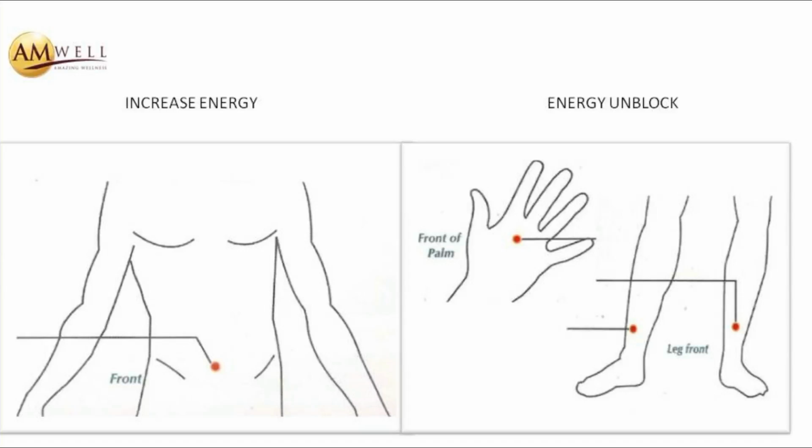All right. The next area, another point where you can help yourself to increase the energy and also to unblock any energetic blockages, is on the palm of your hand. If you look at your palm and take the point between the third finger and the fourth finger and go down just 1 inch, that point is where you use the AMwand and start applying a little pressure. This helps to unblock the energy and also increase the energy level.